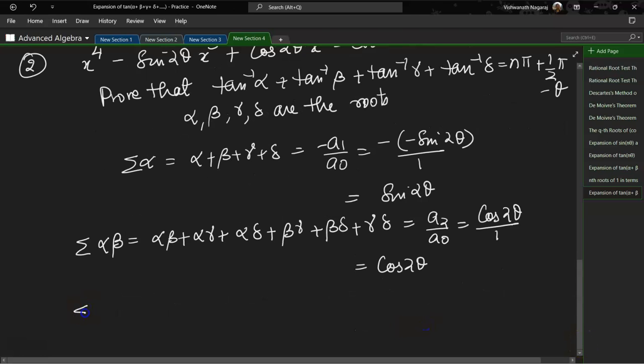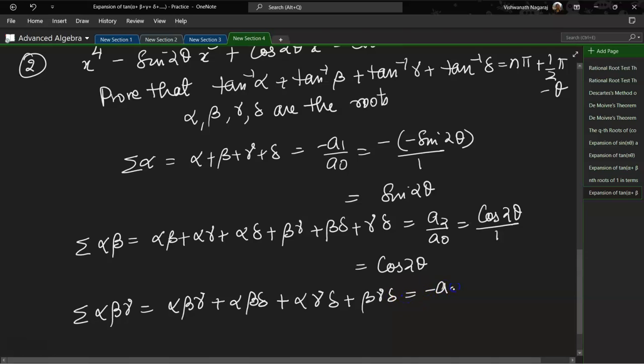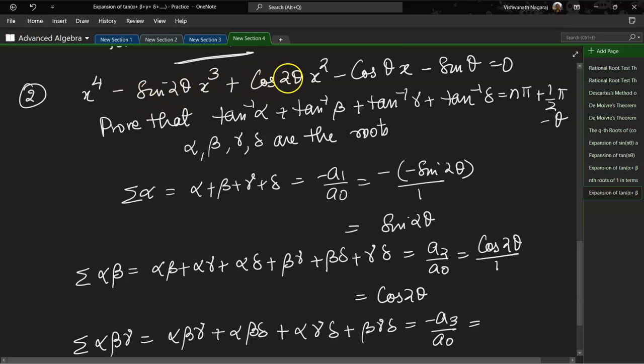Okay, summation of alpha beta gamma is equal to alpha beta gamma plus alpha beta delta plus alpha gamma delta plus beta gamma delta, which is equal to minus a3 by a naught. a3 is minus cos theta, and a naught is 1. Minus will become plus, so cos theta by 1, which is cos theta.